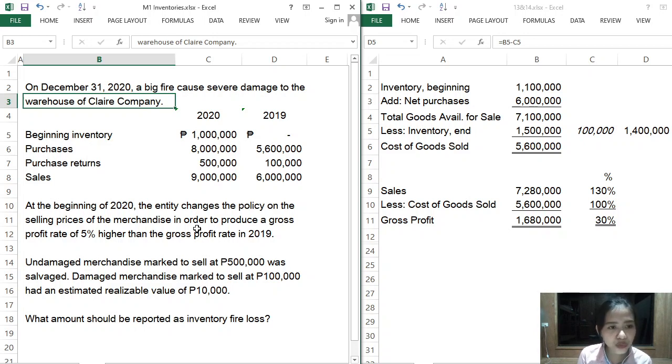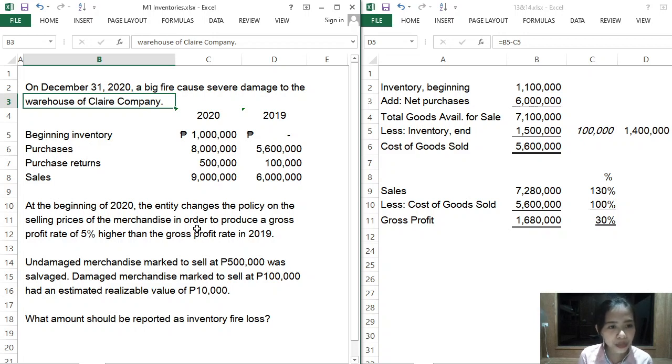Now, at the beginning of 2020, the entity changes the policy in the selling prices of merchandise in order to produce a gross profit rate of 5% higher than the rate na ginagamit nila noong 2019. So, that will give us an idea na, okay, kailangan nating i-compute muna kung ano yung gross profit rate na ginagamit nila 2019. Tapos, saka tayo mag-increase ng 5% para malaman natin ang rate na ginagamit nila for 2020.